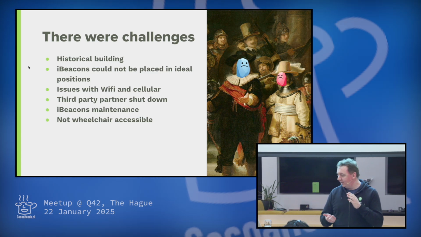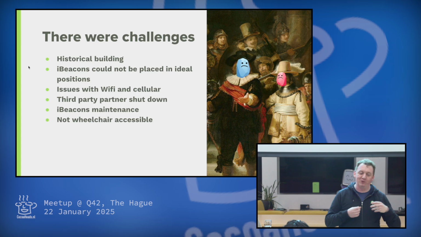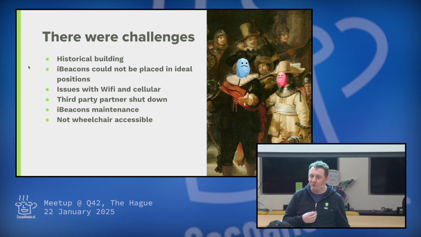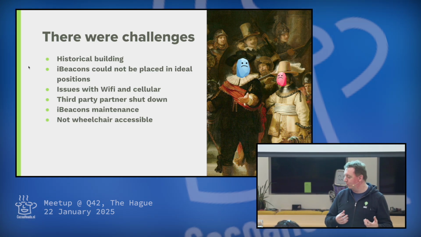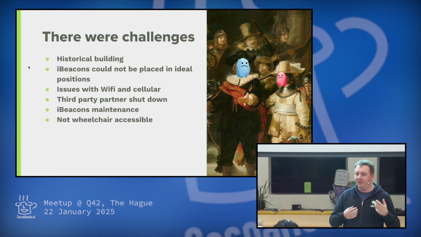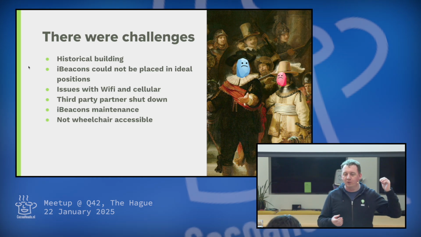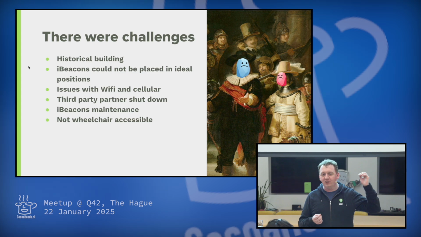The Rijksmuseum is of course a historical building that comes with some challenges in terms of not being able to place everything exactly where you want it. You do want iBeacons in plain sight for the best reception. That wasn't a possibility. So they had to be hidden in stairways, in air vents, on top of walls. And this created all kinds of issues, especially the iBeacons on top of walls.